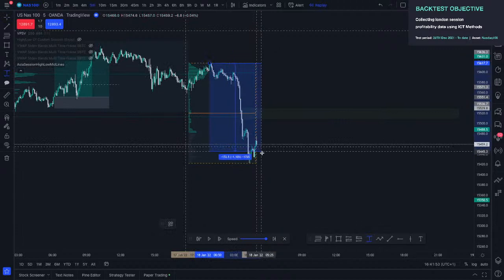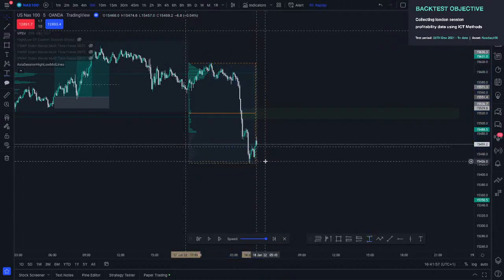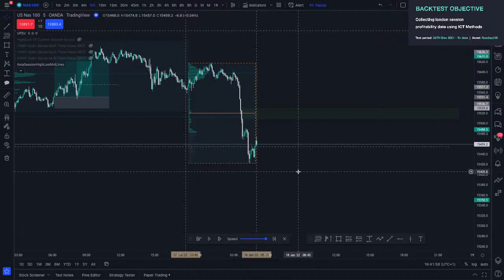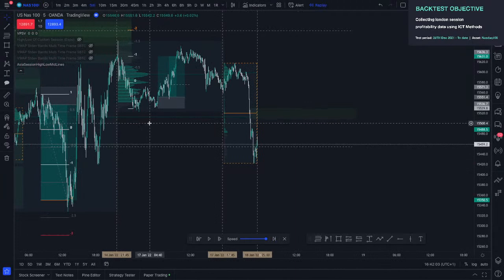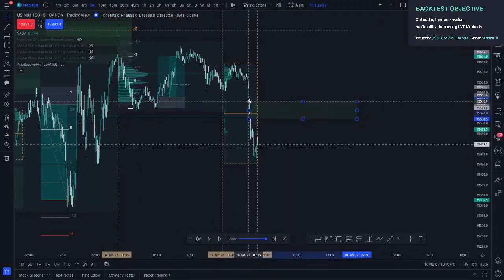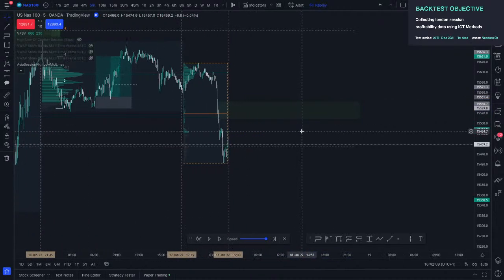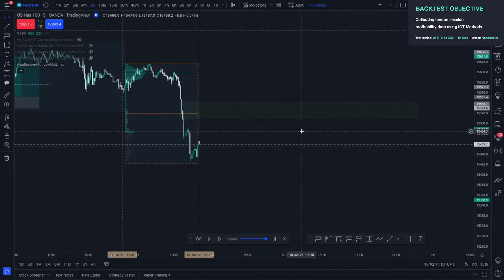I'm not saying that it can't happen. I'm just saying about 200 points to the downside. I mean, hey, whatever. So far, I have this area and this value area low. So one of these two areas should give me a trade. So let's see.